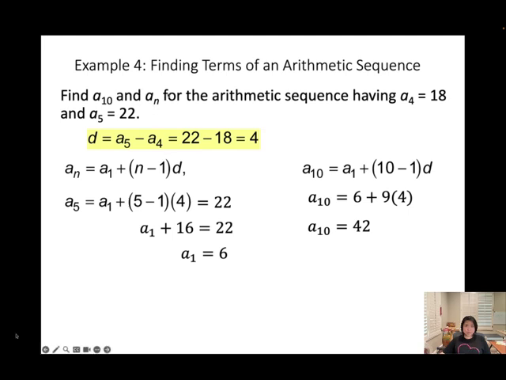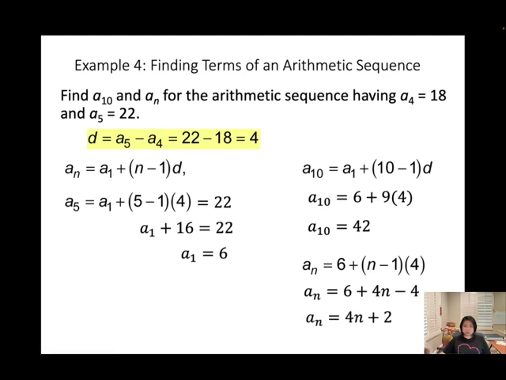Okay, AN, general formula. So simplify it. Distribute the 4n minus 4. Let's combine the like terms. So that will be 4n plus 2. You could double check your work, okay? When n equal to 4, so 4 times 4, 16. 16 plus 2 is going to be 18. So we get the correct answer.